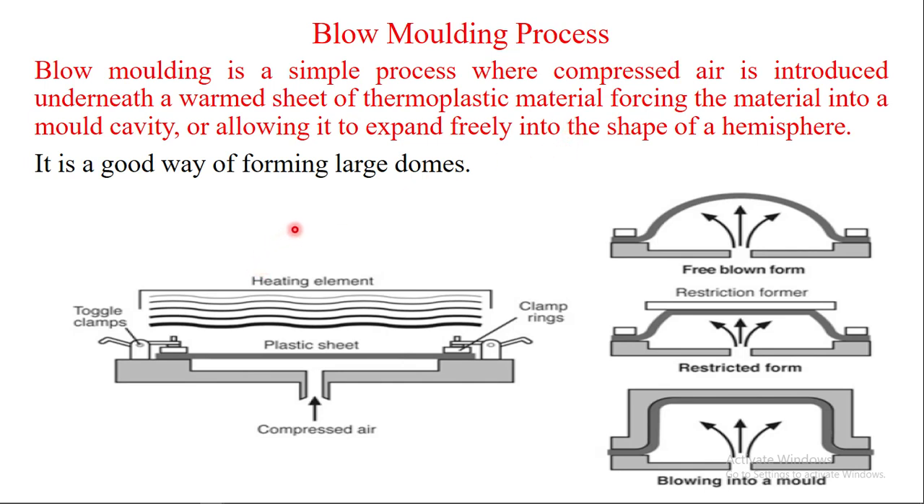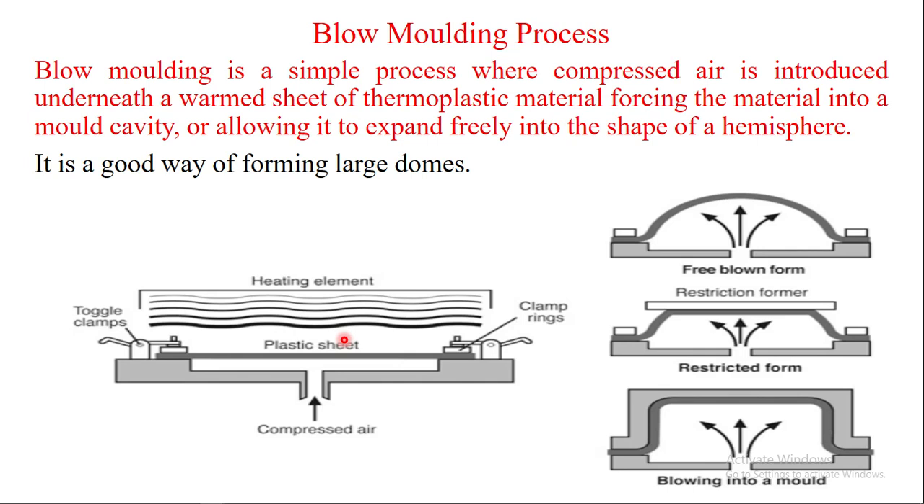It is a good way of forming large domes. See these ones. These are ways of inputting the air. Plastic sheet materials are put on the material. Then the clamping process is done before applying the temperatures. After we clamp the plastic sheet, we apply heat. Heat is applied on the top face of the plastic sheets.